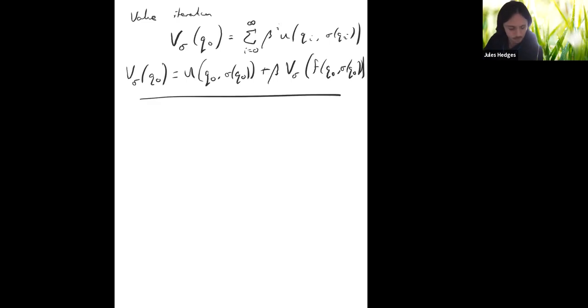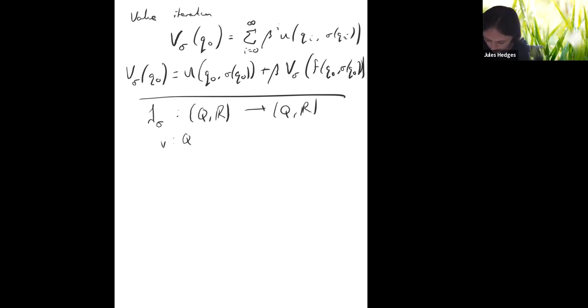So what you can do, given this data, given sigma in particular, I can define a lens, which I'll call lambda sub sigma, from QR to QR. So Q here is my state space, which in the forwards direction, the V map of this from Q to Q is given by the transition that we do, so F of Q and sigma of Q. And the update, so this has type Q times reals to reals.